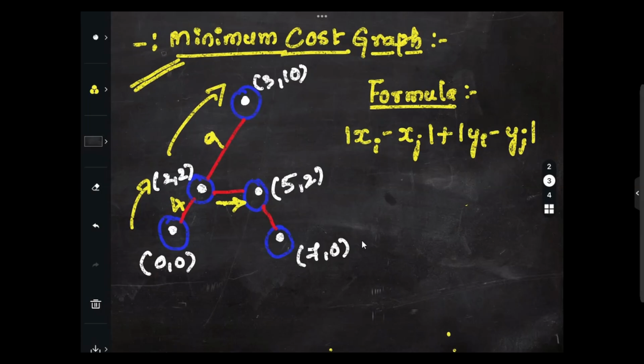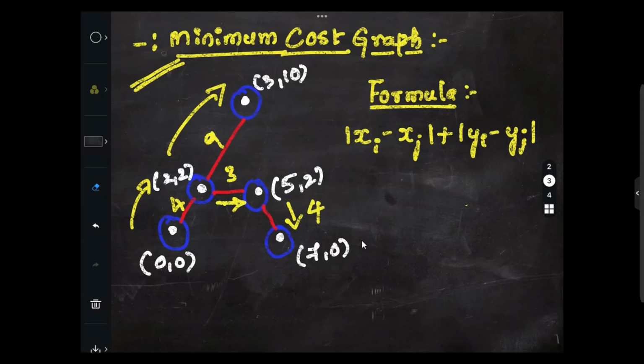3 minus 0, 3 plus 0 will be 3 here in this case. So next let's consider this one. Here this will be 7 minus 5, 2. 2 minus 0, 2. So this one will be 2 plus 2. This will be 4. So this is the minimum possible cost that they have given here.